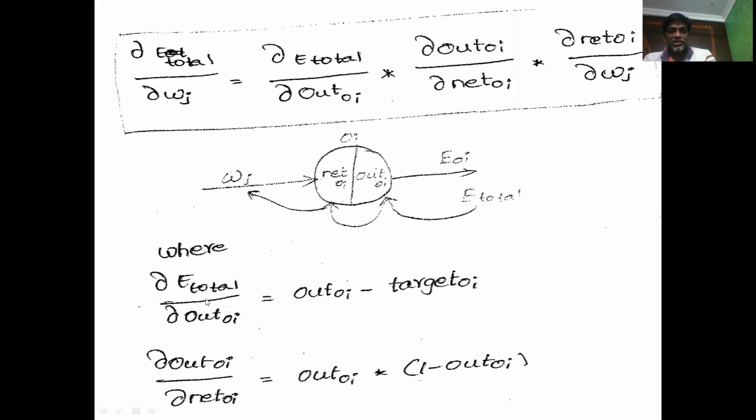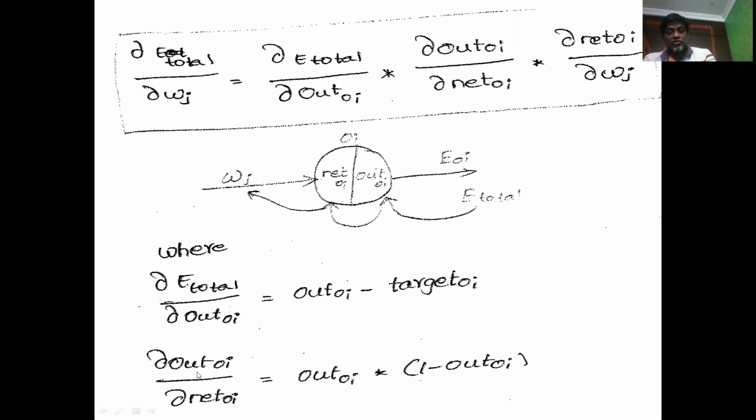So as of now, we just try to remember this. ∂E_total/∂out_Y is equal to out_Y minus target_Y. And how do you get ∂out_Y/∂net_Y? The formula is ∂out_Y by ∂net_Y.